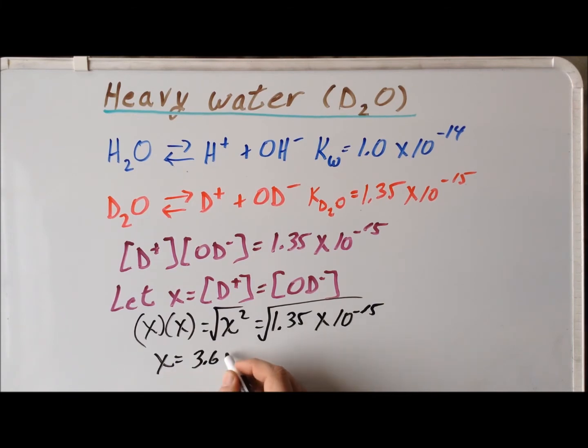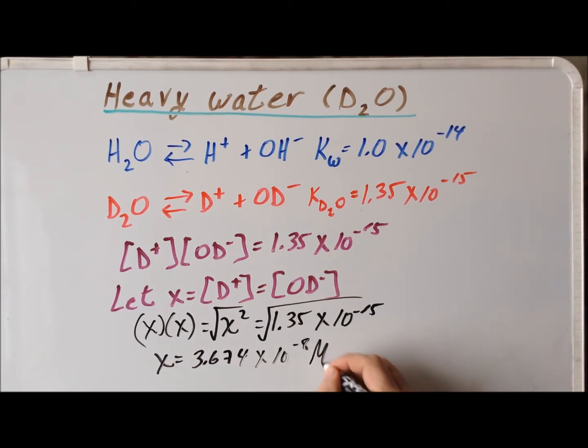3.674 times 10 to the minus 8. So the concentration of D plus, which is the first thing that we wanted to find out, is equal to 3.674 times 10 to the minus 8 molar. And just as a point of comparison, we recall that the concentration of H plus in a solution of pure ordinary water is going to be 1.0 times 10 to the minus 7 molar.